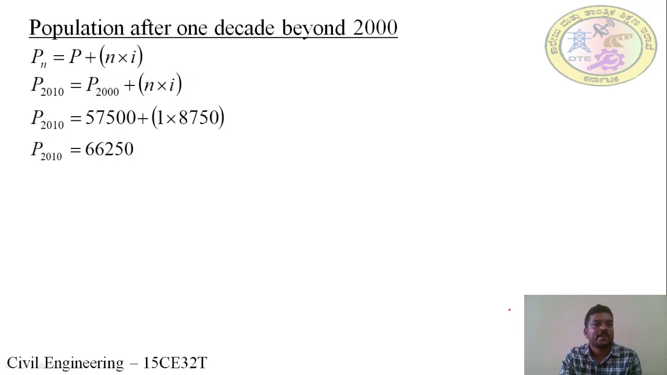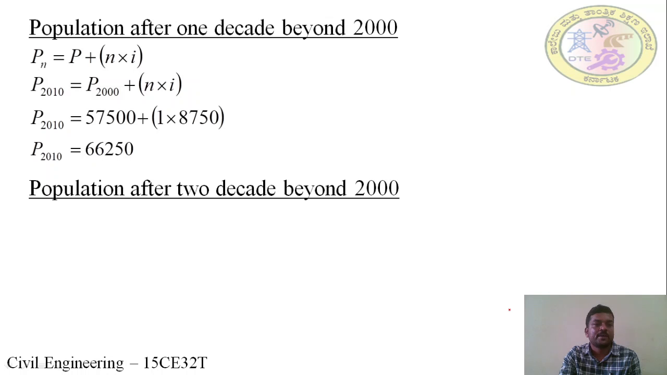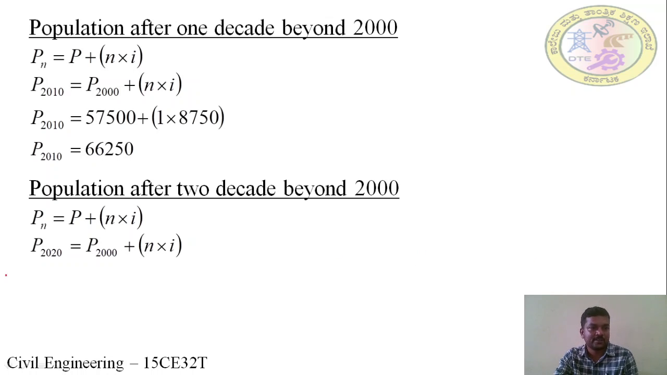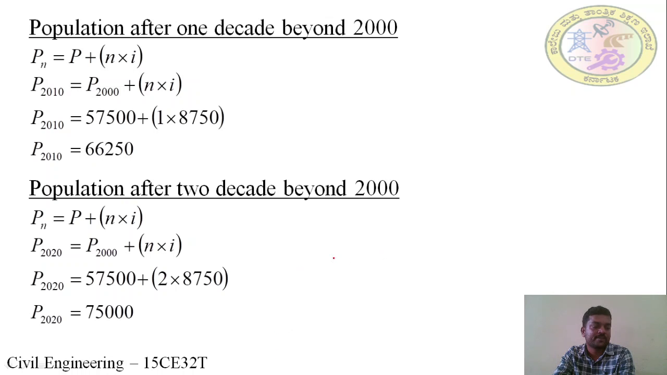So the population in the year 2010 is equal to 66,250. In the same way, we need to find the population after 2 decades beyond 2000. So we use the same formula here. We need to find the population for the year 2020. After substituting the data, we get the value here. The calculated population for the year 2020 is equal to 75,000.